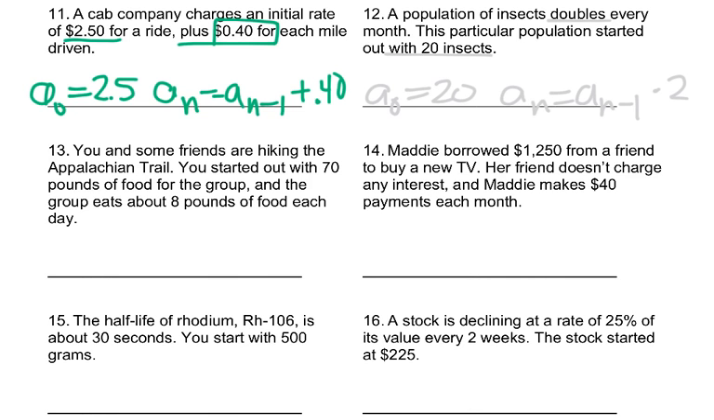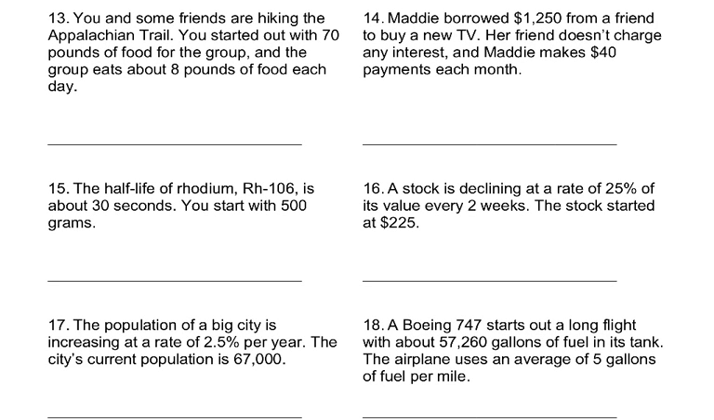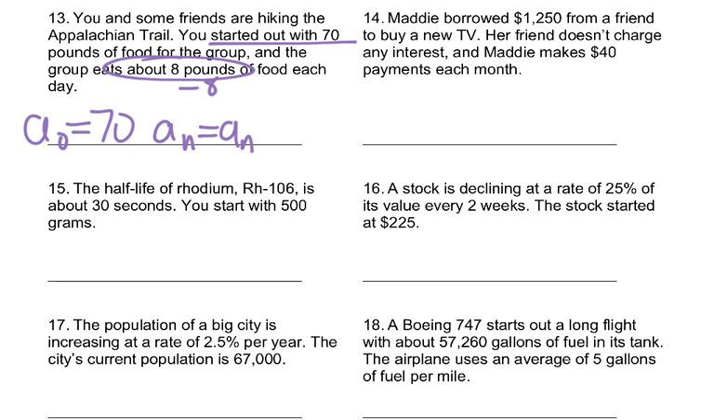Okay? Number 13. You and some friends are hiking the Appalachian Trail. You start out with 70 pounds of food for the group, and the group eats about 8 pounds of food each day. So again, we started out with 70, so we have 70 pounds of food, so a sub 0 equals 70, and we're eating out of that 70 pounds, so we're not adding this time, we're subtracting 8. So a sub n equals a sub n minus 1, and then we subtract by 8. Okay? Same exact idea, just subtraction on this one, still arithmetic, but it's arithmetic subtraction instead of arithmetic addition.